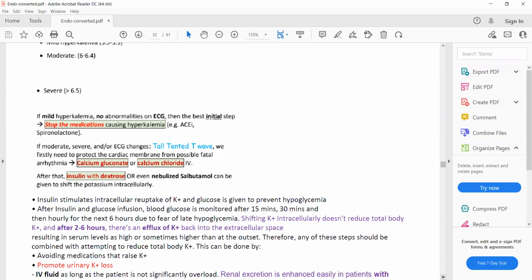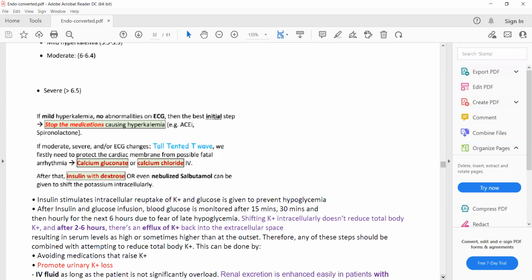The next step would be, now we have protected the membrane, we have two strategies. The first is to push the potassium ion intracellularly. There are two drugs that can push the potassium intracellularly. One is insulin and the other one is salbutamol. Beta agonists can also push the potassium intracellularly. So the second step would be to push the potassium intracellularly, such as by giving insulin.